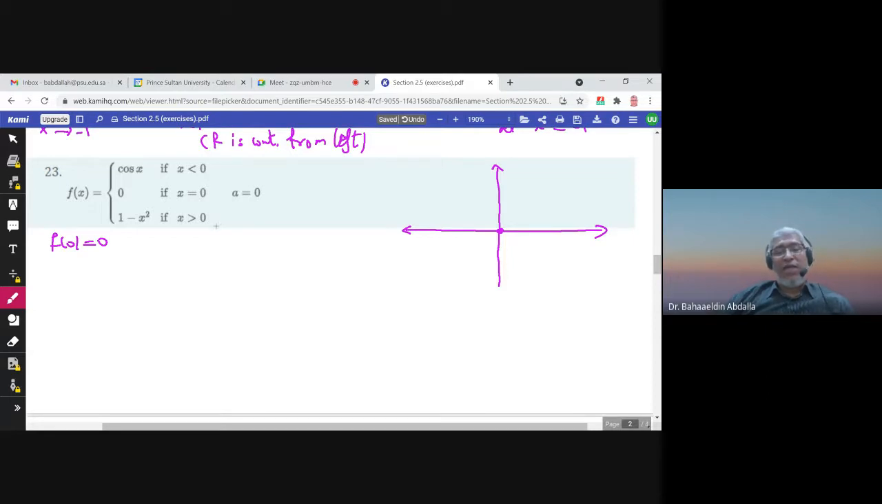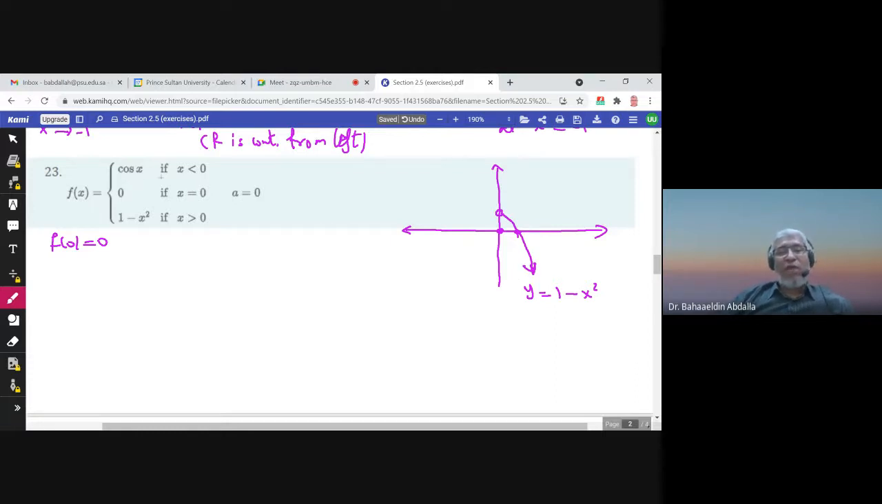When x is greater than 0, we need to graph y equals 1 minus x squared. If x is 0, y is 1. So y is here, and it's open because 0 does not belong to this part. And if x is 1, y is 0. And you know that this is a parabola that opens downwards, so the graph is like this. But we need this part only, okay? Because we need to graph it when x is greater than 0.